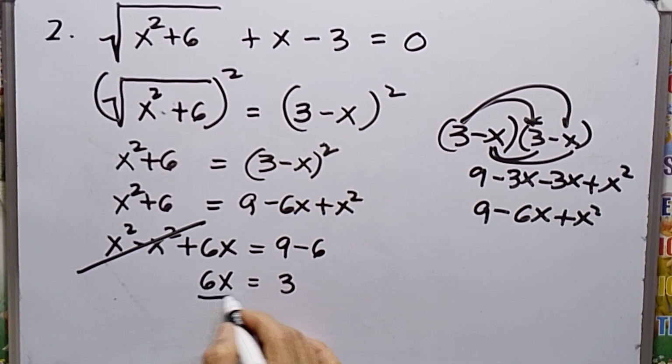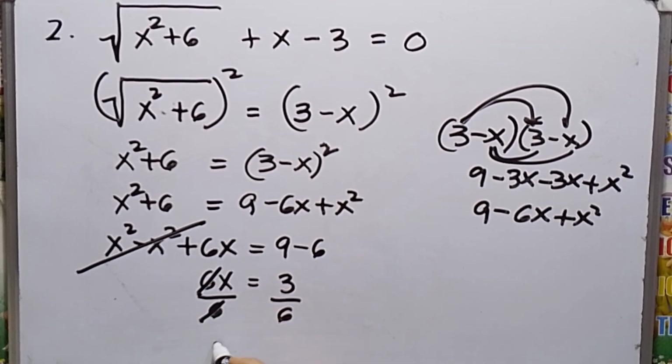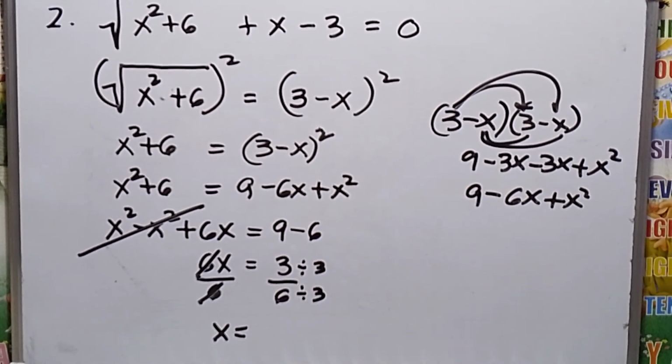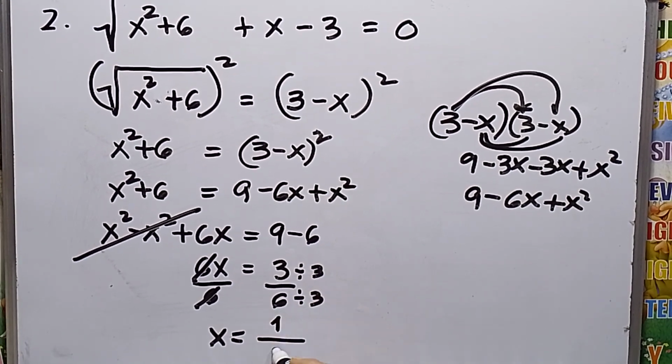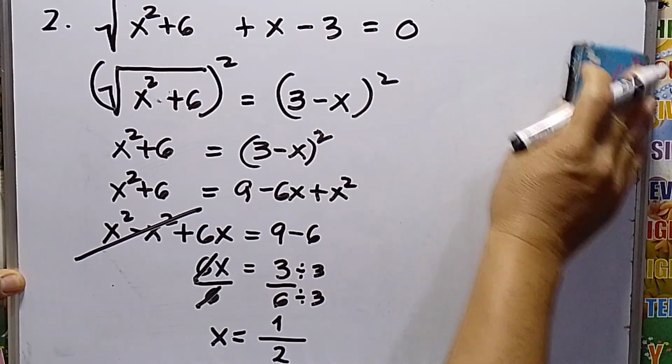Then divide by 6, both sides. So x equals, take note, this is a fraction, so we need to divide by 3 both numerator and denominator. So 3 divided by 3 is 1, 6 divided by 3 is 2. So I have x equals 1 over 2. Now let us check.